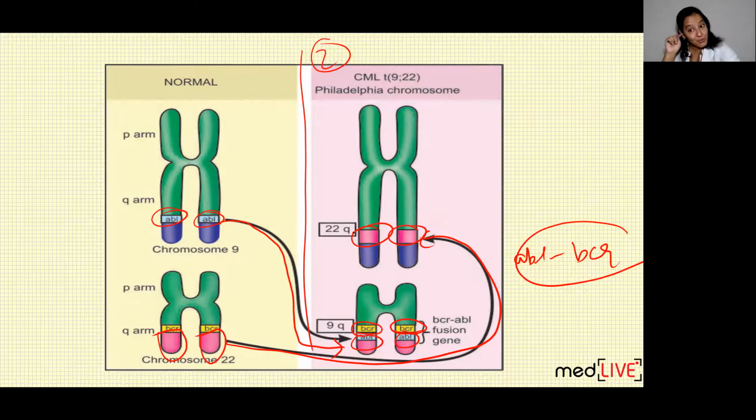So on chromosome 22, the fusion gene is forming. Fusion gene is not forming on 9. It is forming on chromosome 22, the ABL-BCR fusion gene, a new gene. So chromosome 22 is known as the Philadelphia chromosome. The name of this chromosome is Philadelphia. So out of 9 and 22, 9 is not the Philadelphia chromosome. Make it very clear. Chromosome 22 is the Philadelphia chromosome because the ABL-BCR fusion gene, the new gene, is formed on chromosome 22.